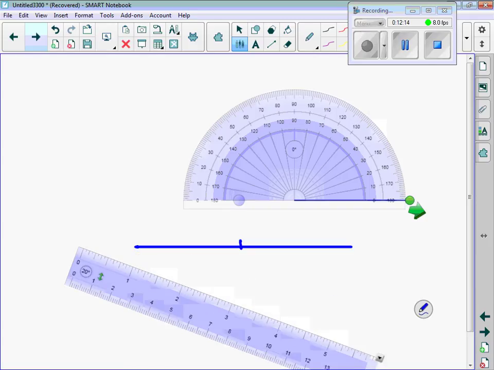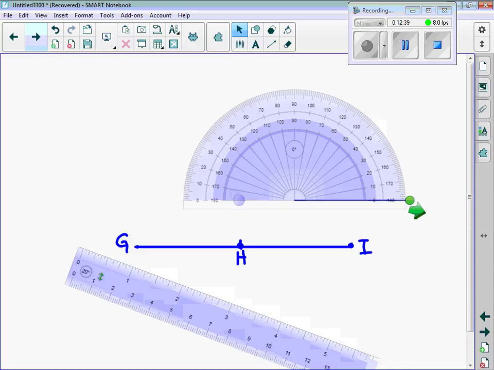So I'll move my ruler out of the way. I have 3 points. Let's label this one G, this point right here is H, and this point right here can be I. And we have point G, point H, point I, and now I want to make a line that goes perpendicular from my line GI from point H.